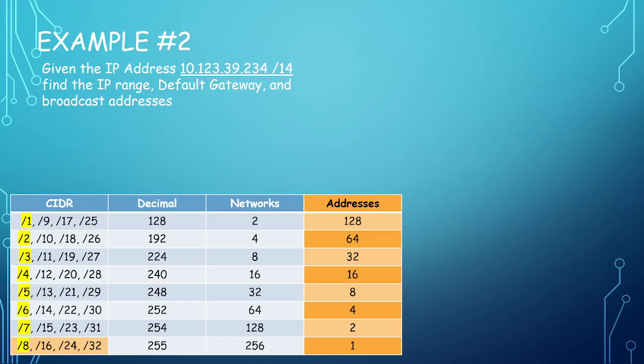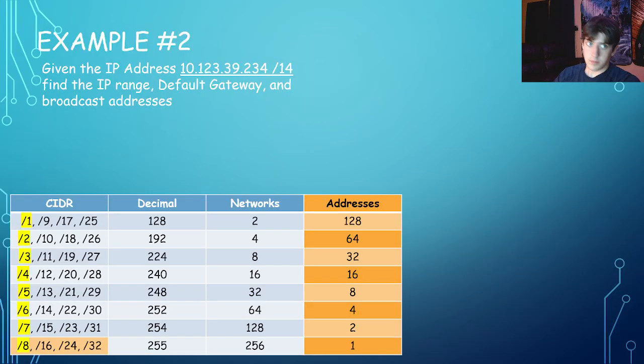So if we're given the IP address 10.123.39.234, CIDR 14, we can find the IP range, we can find the default gateway, we can find the broadcast address. Now, this stuff is not hard. This first part isn't. So, I'm not even going to look at my little chart because I know my CIDR notations, Buster, Buckaroo, Buddy, and Pal.